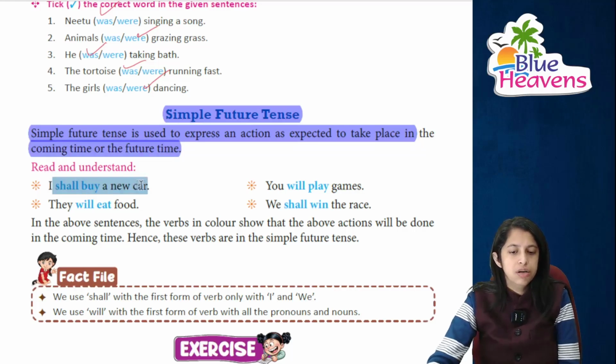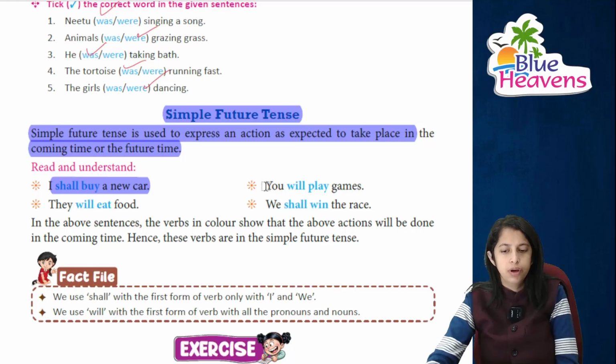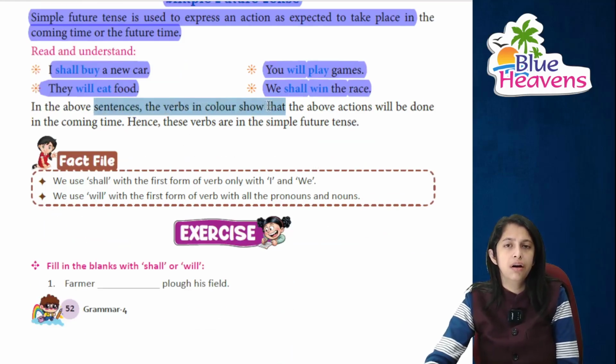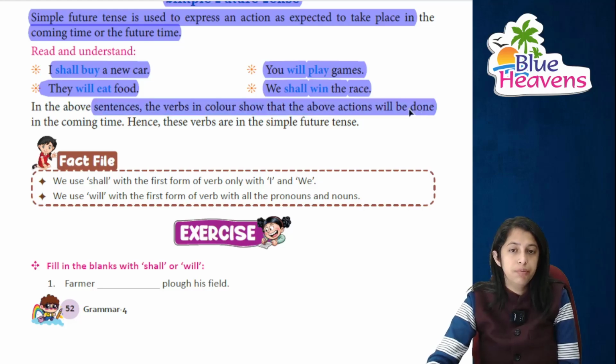जैसे कि I shall buy a new car, मैं एक नई कार खरीदूंगी. You will play games, तुम गेम्स खेलोगे. They will eat food, right? And we shall win the race, हमको ही win करनी है रेस को. Above sentences में जो verb है colored में, they show कि above action will be done in future, yes, in the coming time, and that is why these verbs are known as simple future tense.